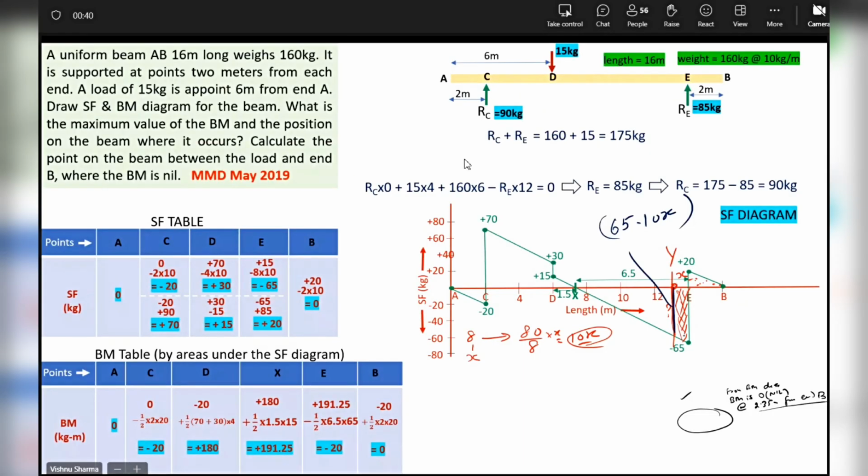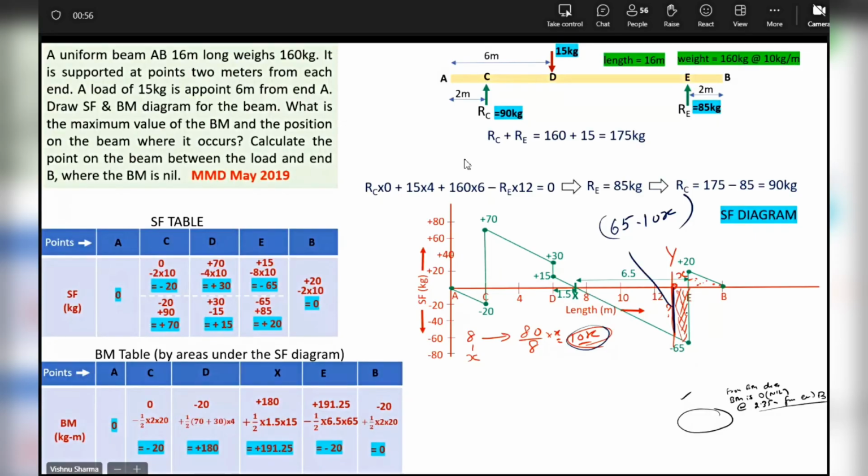Why? Because it has changed 10x from E to Y. That's what we have got. 10x is the change over x meters of distance. Yes or no, beta? Correct? Yes, sir. Now, what will be the area of the trapezium?